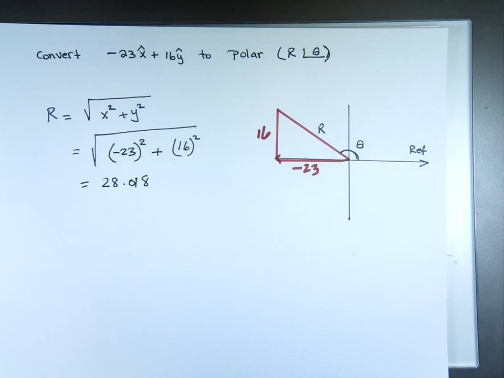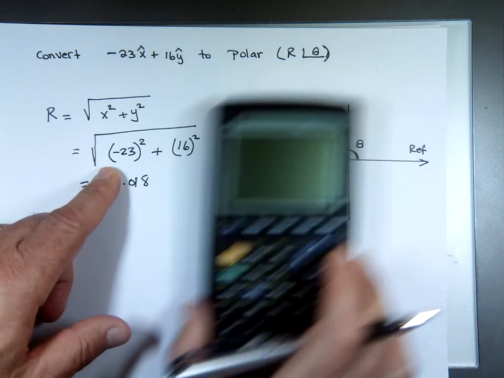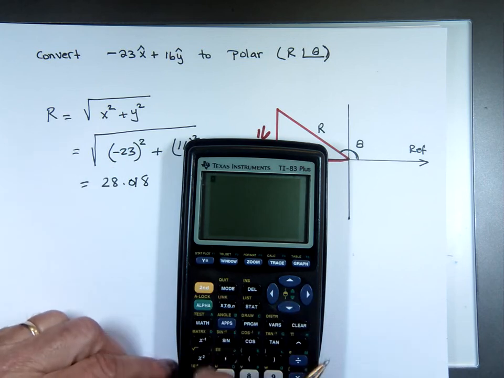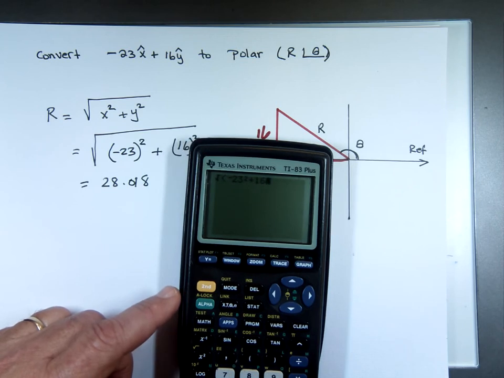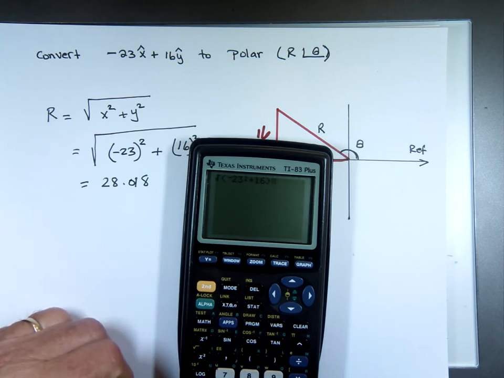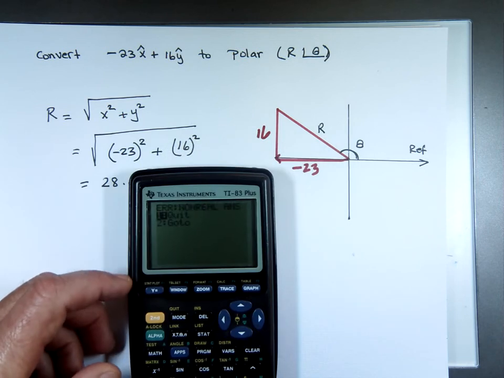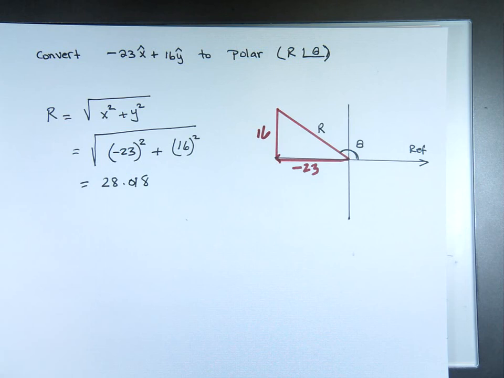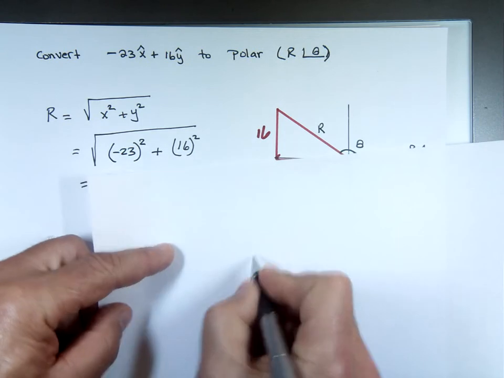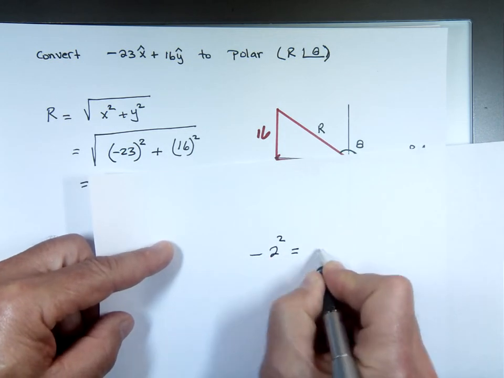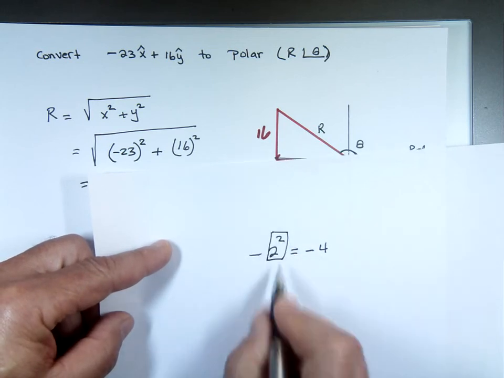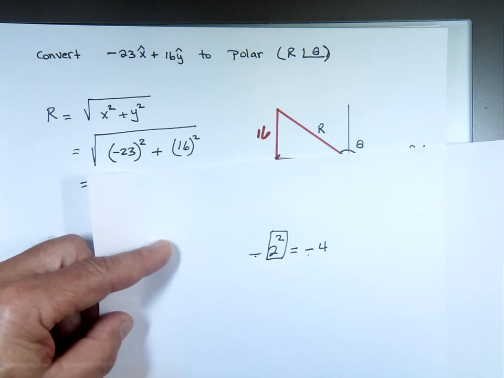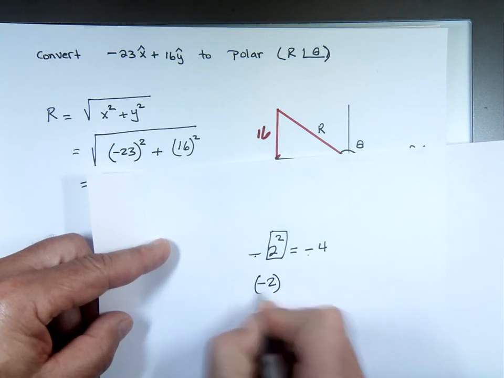Now again, if you don't put the negative 23 in parentheses, watch what happens. Negative 23 squared plus 16 squared. What do you think you're going to have? None. You have an error. Why? Because when you square the negative 23, I know in your mind you go, well, that's a positive. No, it's not. Negative 2 squared is not a 4. It's a negative 4. Why? The calculator will square that number and leave the minus sign in the front. If you want to square the whole thing, you put it in parentheses, and that will give you the plus 4.